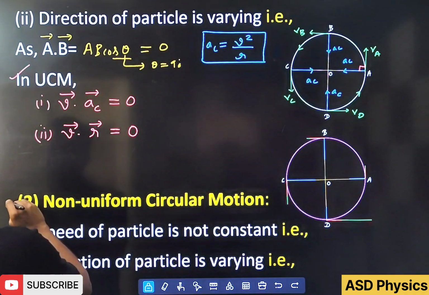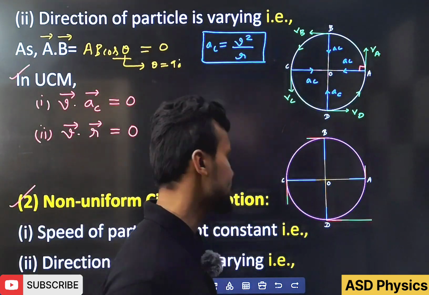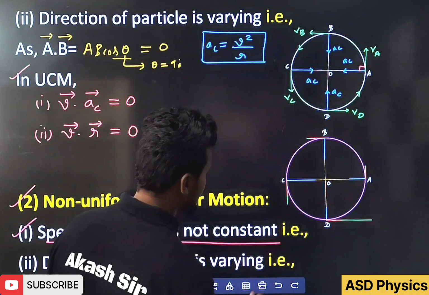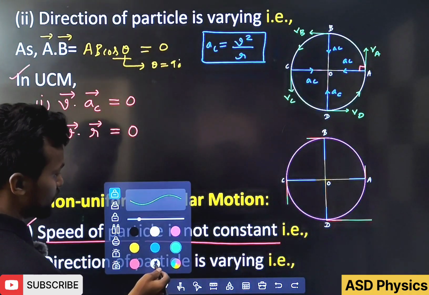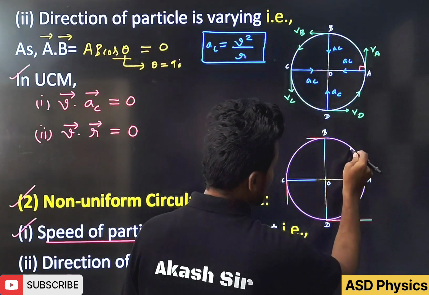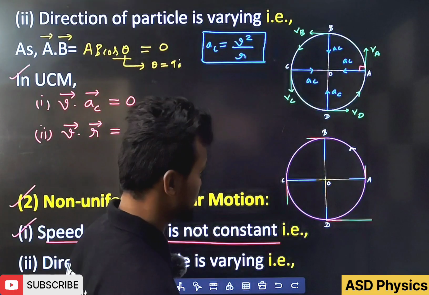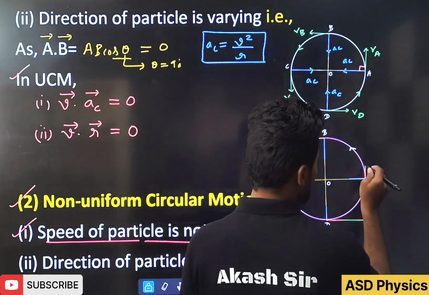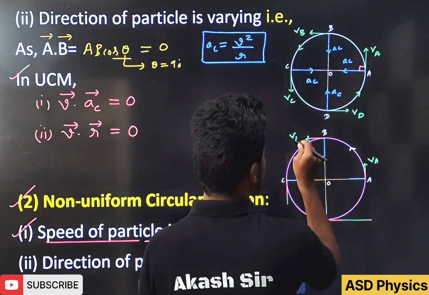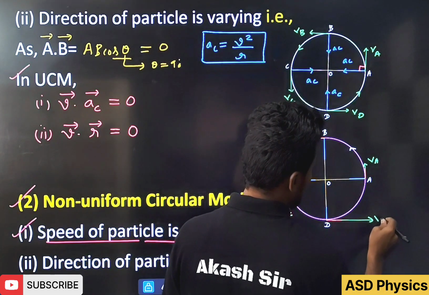So next one, let's see here which kind of motion is there. Non-uniform circular motion. So here what will happen, see the first point, speed of particle is not constant. So let's take again, the particle is moving in an anti-clockwise direction, and let's see here the speeds. See, this is V A, let's take here V B, and here V C, and here you can see V D.